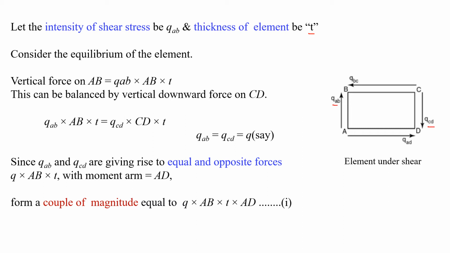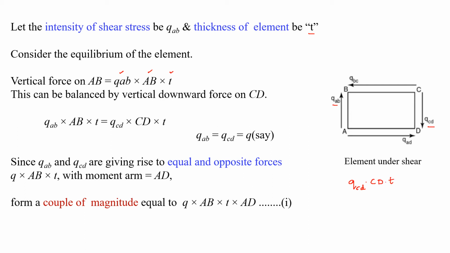The shear force on face AB is given by stress multiplied with the area. So the vertical force on AB is equal to the shear stress on AB multiplied with the shearing area. The shearing length is AB and the thickness of the element is T. Therefore, the vertical force on AB is QAB into AB into T. Now the vertical force on CD is given by QCD into the area. Here the area is length CD into T.